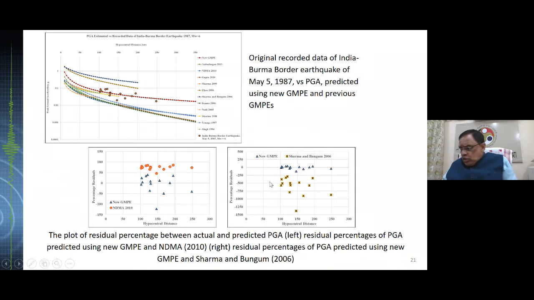So the original recorded event. The top figure shows how well the new GMPE predicts the actual ground motion at larger distances than what is possible with old GMPEs. We have shown up to 250 with original data. The bottom figure shows the percentage residuals of predicting the same event using the new GMPE and the GMPE of NDMA or Sharma and Mungan 2006. The values are much closer to zero when compared to the past GMPEs.